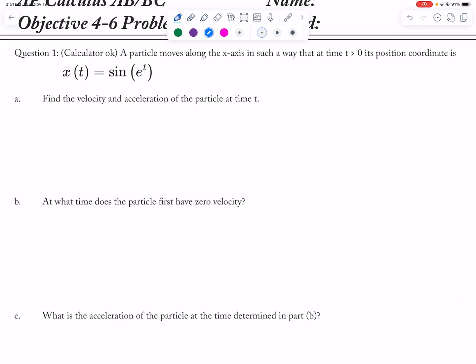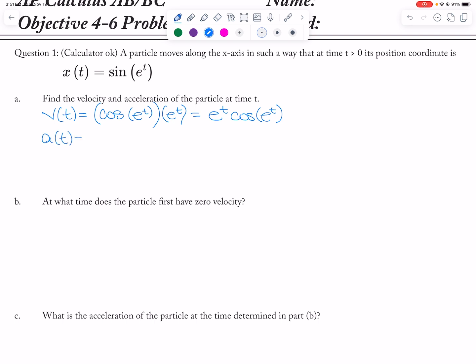Okay, so now I'm going to jump right into our problem set. Okay, so velocity and acceleration at time t. So I take a derivative. So that is sine, cosine of e to the t times the derivative of e to the t, which is itself. So this is e to the t cosine e to the t. Okay, that is my velocity.